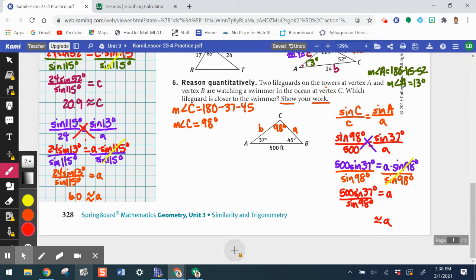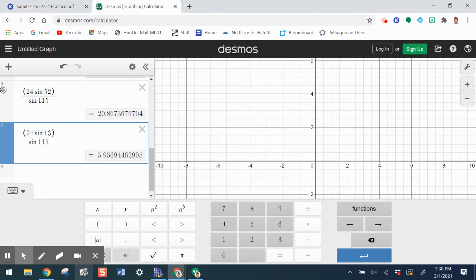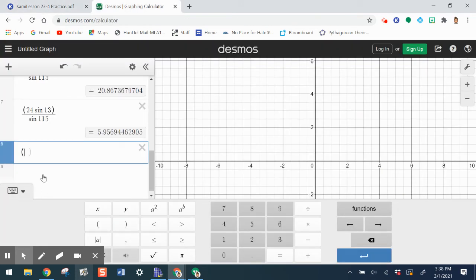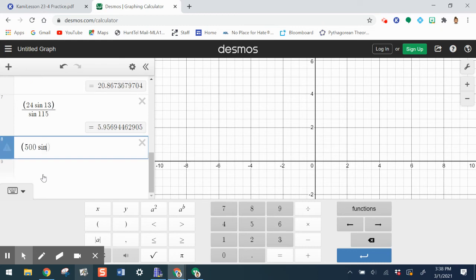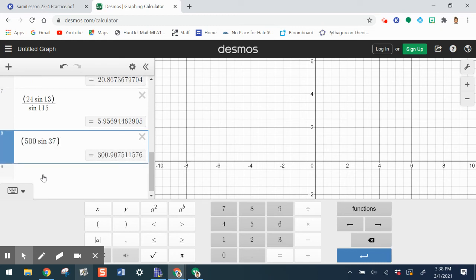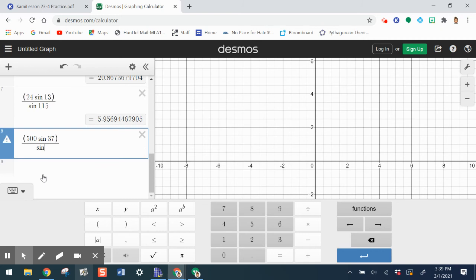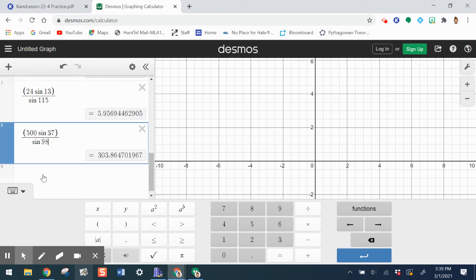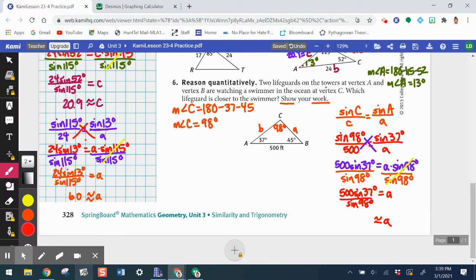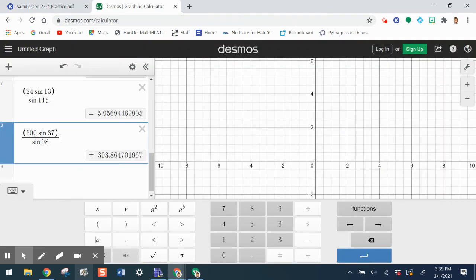500 times the sine of 37. So we'll go and put it in parentheses just in case our calculator wants to do something weird, divided by the sine of 98. And we get 303. Let's see, they probably didn't really ask us to round to anything because they're really just wanting to know who is closer. So we'll just continue, since it's a side length, round to the nearest tenth. So the 6 in the hundredths place tells the 8 to round up to a 9.